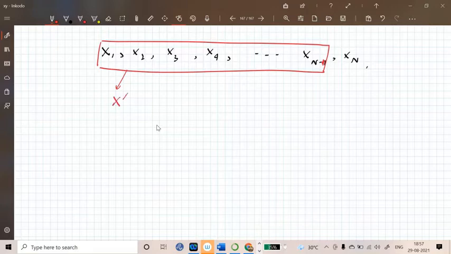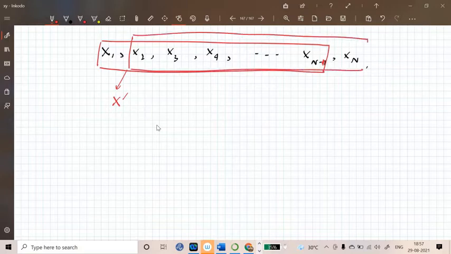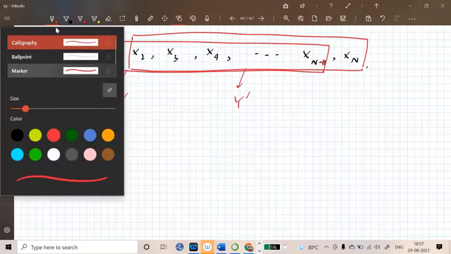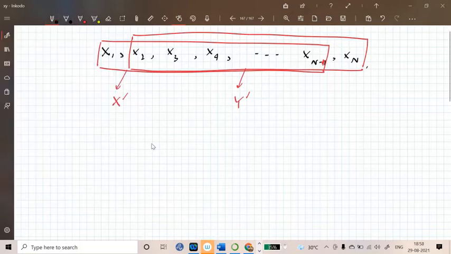Say let us call this whole set x prime. We then take another set of numbers, just we count from the next one. So x2 up to xn. So again another n minus 1 set of numbers, and we may call it y prime. Now we have two sets of numbers and try to see the correlation. But basically they are taken from the same random numbers. And in this particular case, they are shifted by just one.